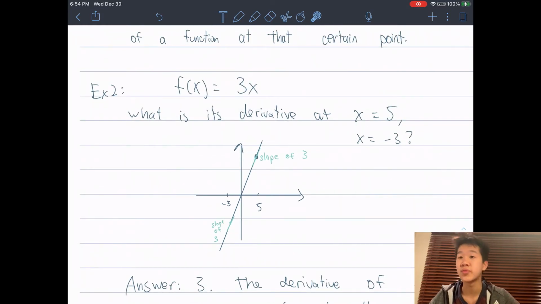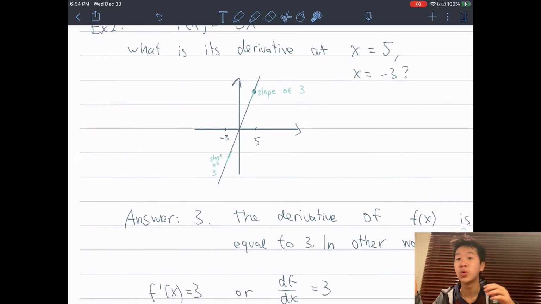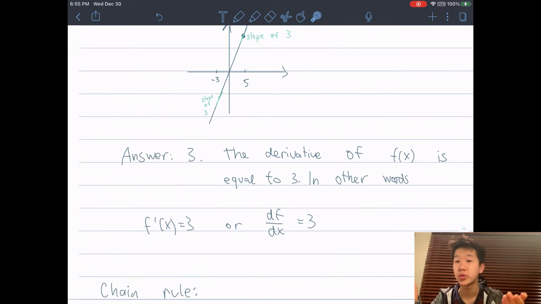So basically, if you had any form of linear equation, such as 3x plus 5, 3x minus 3, 2x plus 5, the slope is just equal to the coefficient in front of the x. So in this case, 3. In the case of 2x plus 5, the slope is going to be 2. Minus 5x minus 3 is going to be minus 5.